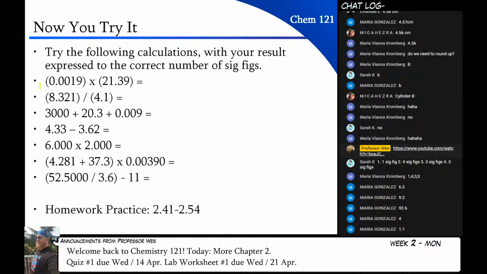All right. So I want you to do these 7 calculations and report your answer to the correct number of sig figs. Typing it in your calculator is not enough. You will not get the correct answer.